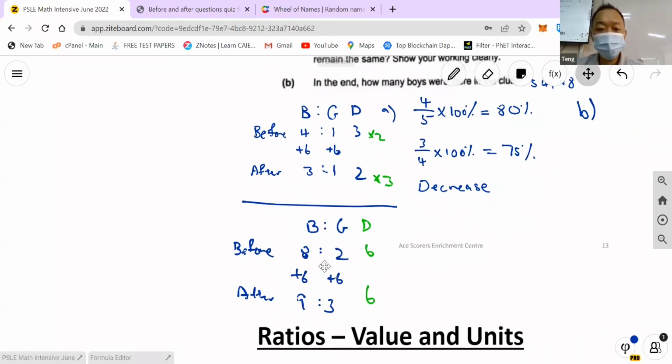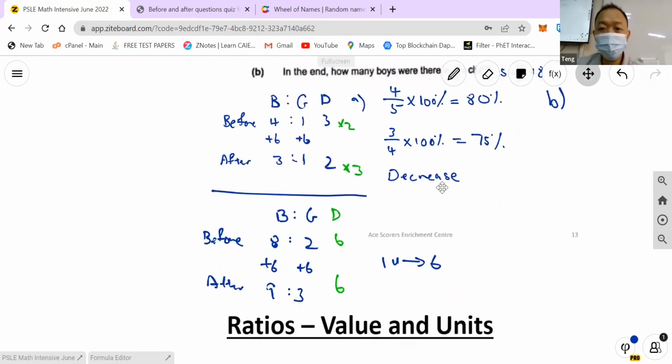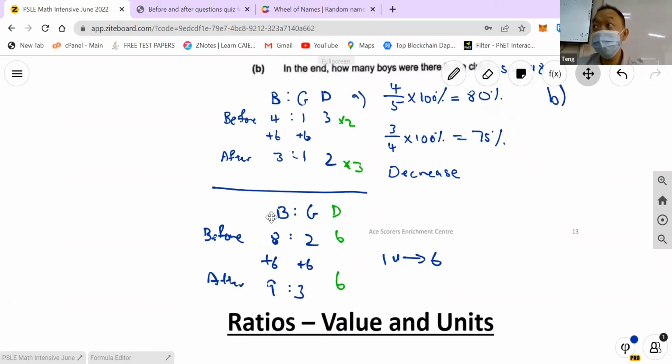Okay, so from here I can tell that 1 unit equals 6, correct? So 1 unit represents 6. The question is, how many boys were there in the club at the end? So at the end, this is the after. What's the number of units? 9 units. So the answer is 54, because you just take 6 times 9. You're going to get 54.